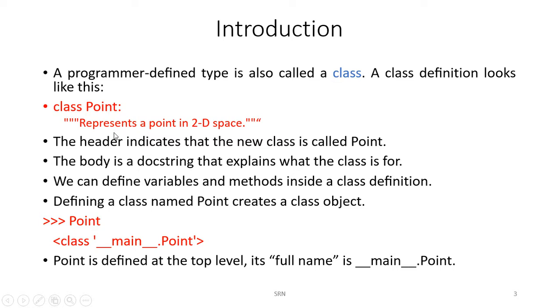It's just a string that represents a point in 2D space. Here the header indicates that it's a new class, the name of the class is point, and this is a documentation string. And we can define the variables and methods inside the class definition. Let's do it later. Now, defining a class named point creates an object.